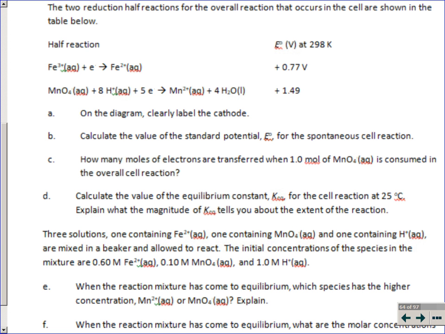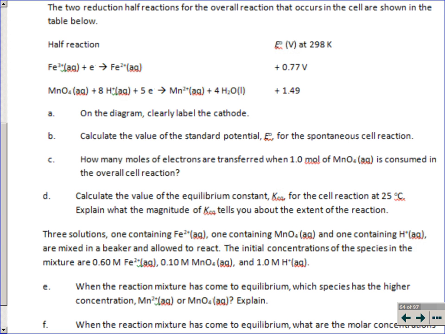All right, you should be done. You're working too hard. It's one conversion. It's just a 1-to-5 ratio. So if you have 1 mole of permanganate and you're trying to get moles of electrons, 1 mole of permanganate is related to 5 moles of electrons, so it's a 1-to-5 ratio. So you do 5 moles of electrons transferred. Do not work too hard.